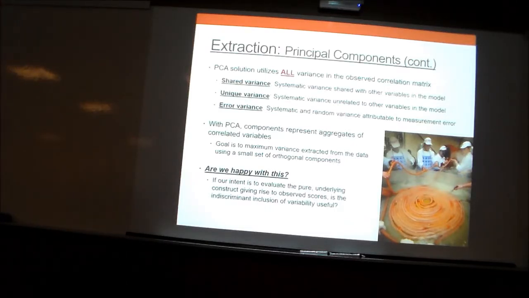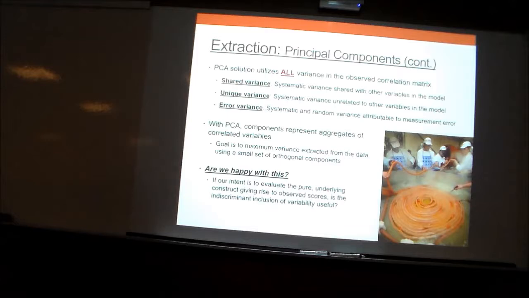Well, if you're looking at an underlying construct, your error variance won't be related to it, because it's just error. And your unique variance also won't be related to it, just because it's specific to an item. Exactly. Right, and you're right on.